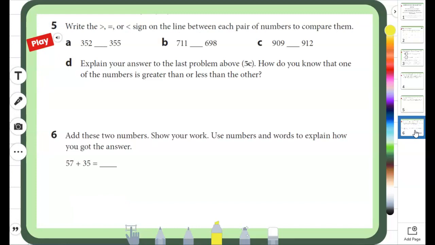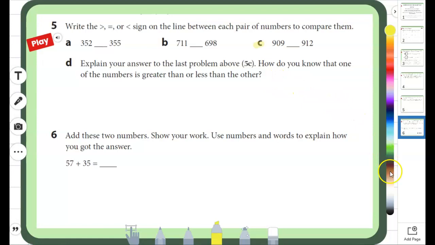Number 5 wants you to write the greater than, equal to, or less than sign on the line between each pair of numbers to compare them. Show which number is greater than the other, equal to the other, or less than the other for letters A, B, and C. For letter D, explain your answer to the last problem above, problem 5C, right here. How do you know that one of the numbers is greater than or less than the other?